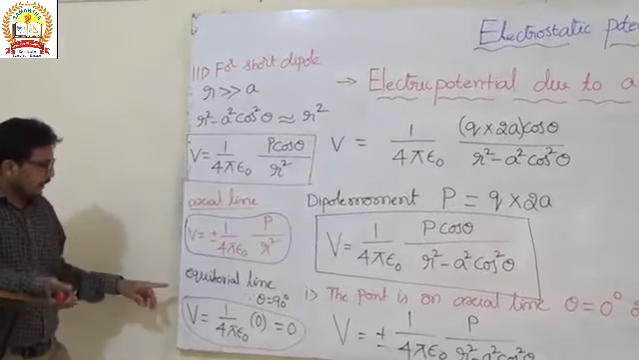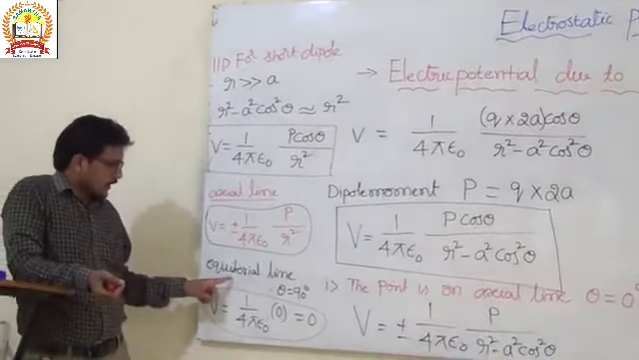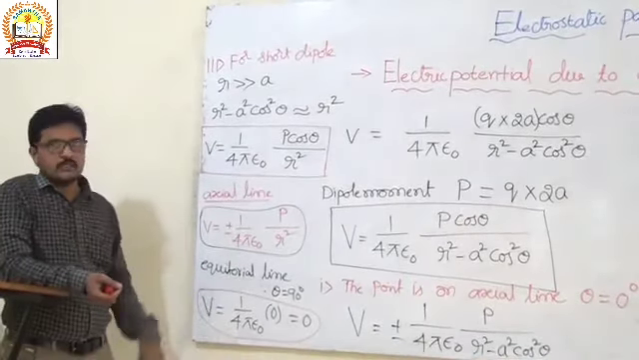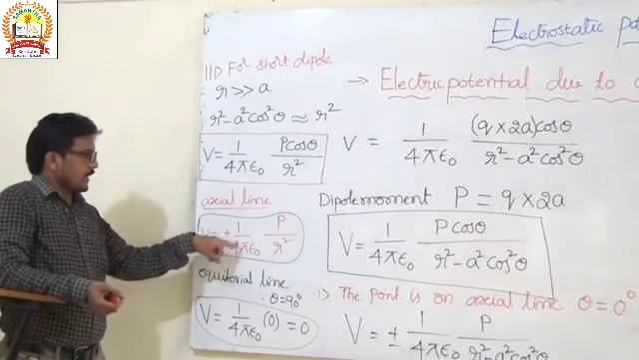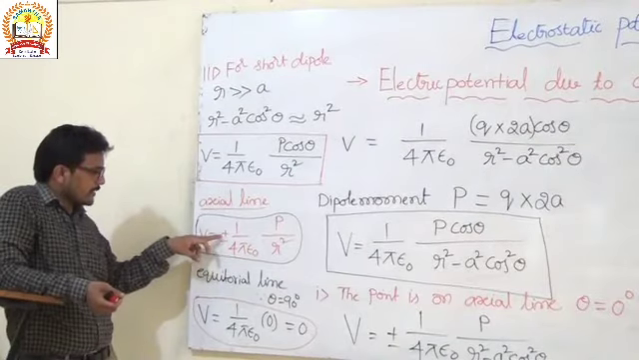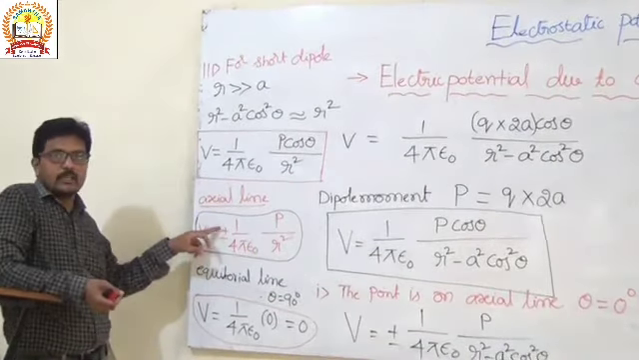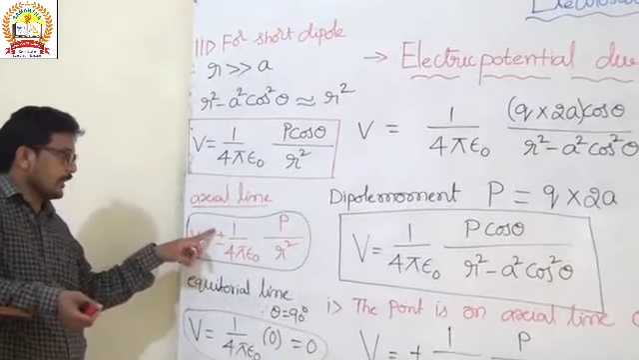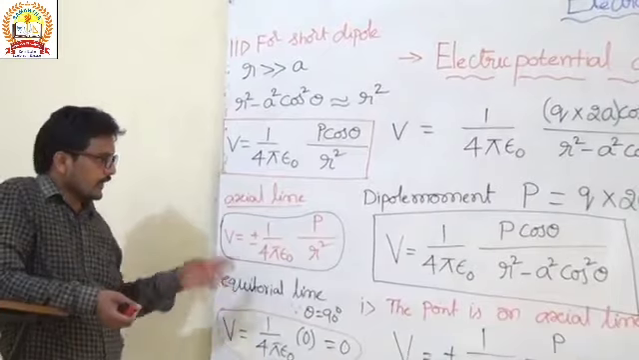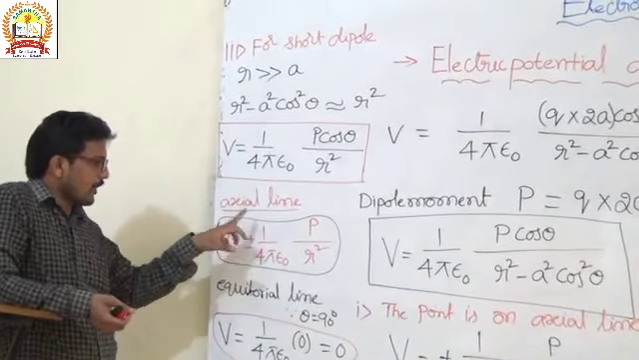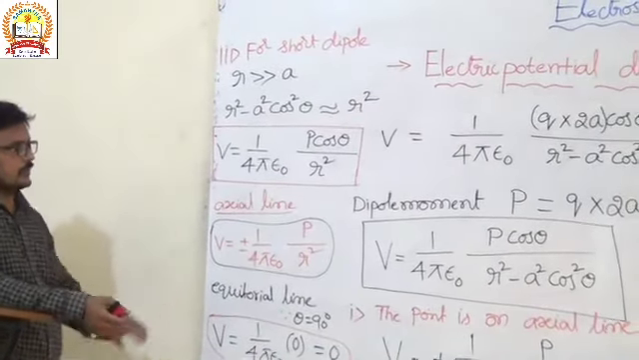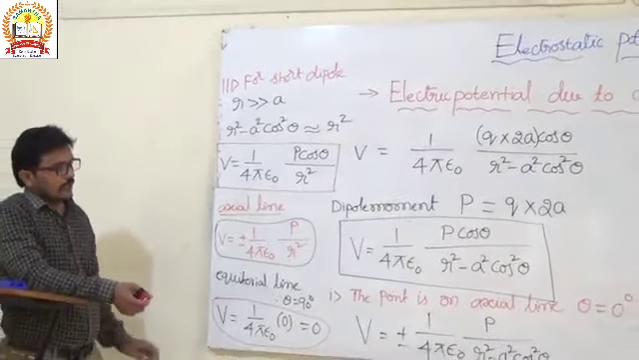So finally we know that the potential due to a dipole on the equatorial line will be 0. On the axial line, plus or minus 1 by 4 pi epsilon. Here plus or minus, we use plus for theta value 0 degrees. If it is on the same line, then potential will be 1 by 4 pi epsilon P by r square. If theta value is 180 degrees, then V equals minus 1 by 4 pi epsilon P by r square. Okay, this is about the electric potential due to a dipole.